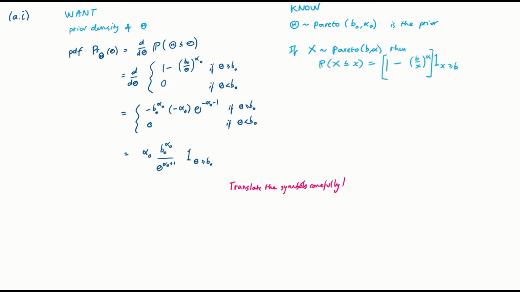The thing I want to stress here is what I've drawn on the right is generic textbook results. I've written out, for example, the cumulative distribution function for a Pareto random variable big X, whereas on the left we have a random variable big theta. So be careful when you translate the symbols. Instead of x, we're talking about big theta. Instead of little x, we're talking about little theta. Instead of b and alpha, we're talking about b0 and alpha 0. I don't want to see any x's on the left-hand side. I don't want to see any x's in your answer. That's a dead giveaway that the student has just blindly copied without digesting what the material means.